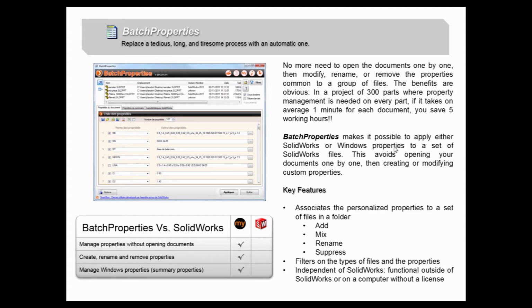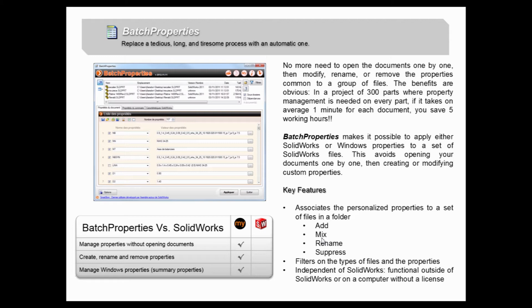This avoids opening your documents one by one and then creating or modifying those custom properties. So what the Batch Properties tool does is it associates the personalized properties to a set of files in a folder, and you can add, mix, rename, or suppress all of those properties. We're also given filters on the types of files in the properties, similar to most tools in the myCADtools suite. And one interesting fact about the Batch Properties is it works independently of SolidWorks. You don't even need to have SolidWorks installed on your computer for this tool to work.